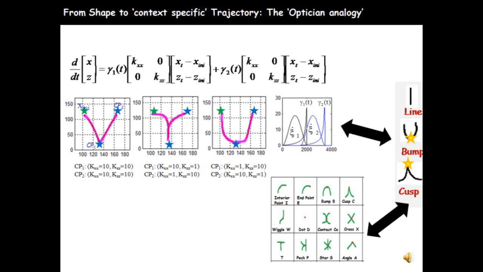So it's very easy to learn to generate the basic shape critical points. And once you know how to generate line, bump and cusp, you can immediately generate all the other critical points, because these are basically compositions of line, bump and cusp themselves. For example, a contact is a meeting point between two bumps. A peck is a composition of a line and a cusp, and so on.